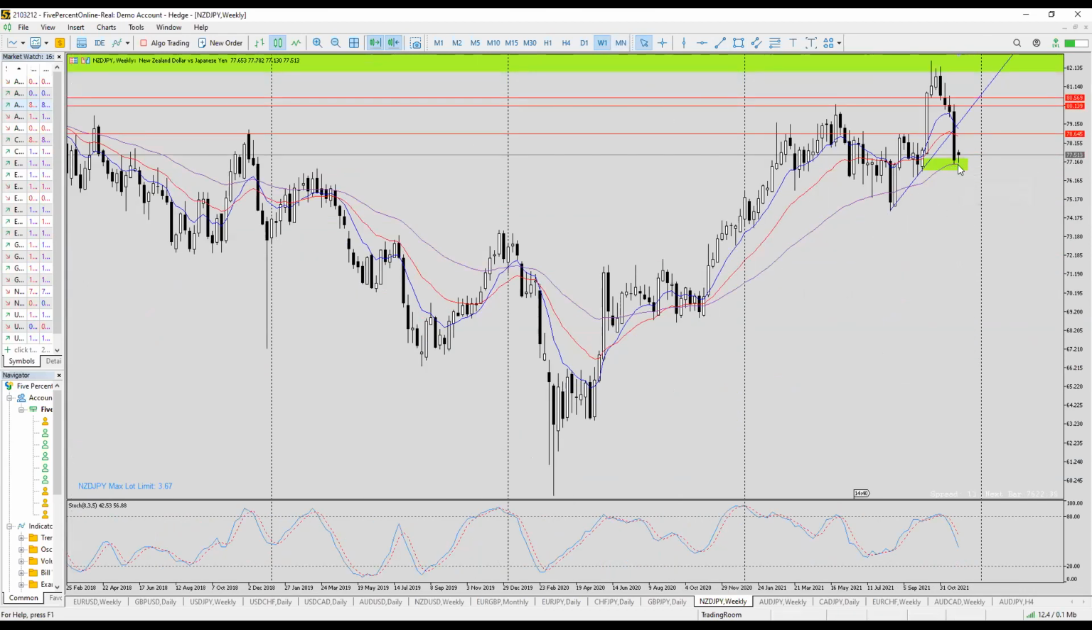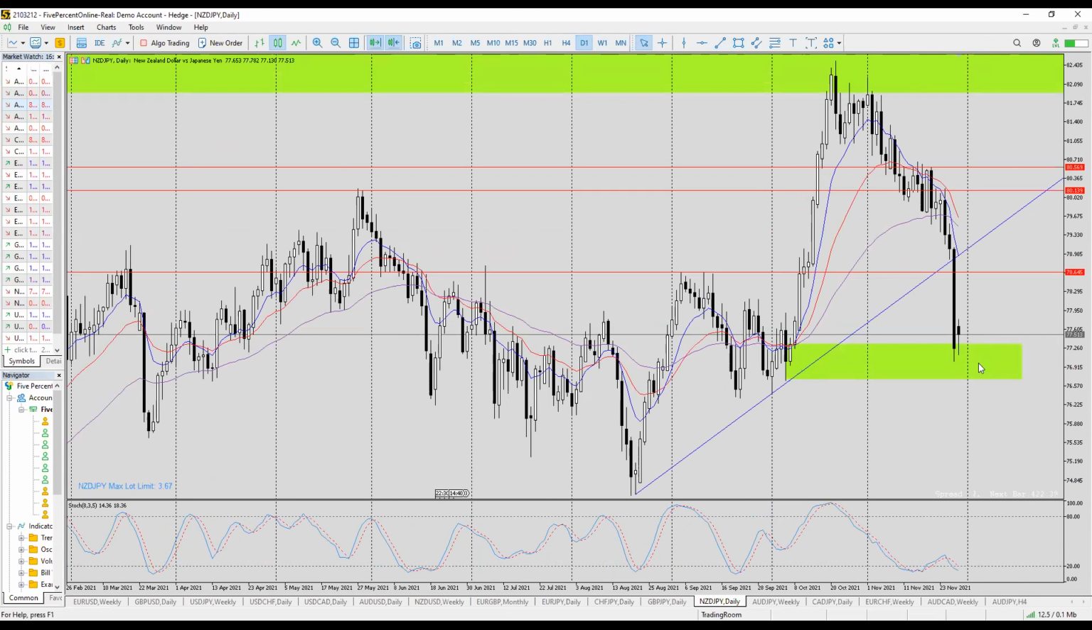You can see here on the weekly chart, it found some support on the 50 EMA. Interesting. Not sure it will stop here. It remains yet to be seen. But it could find some demand around here.